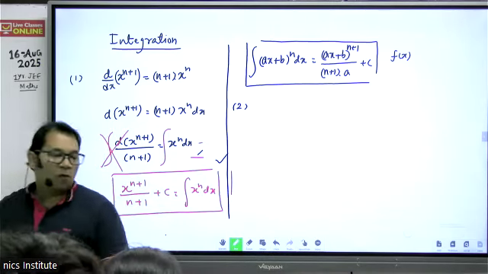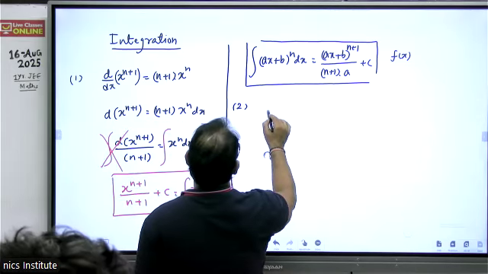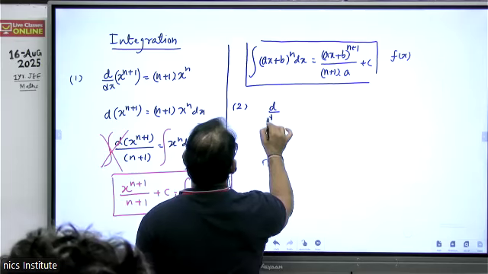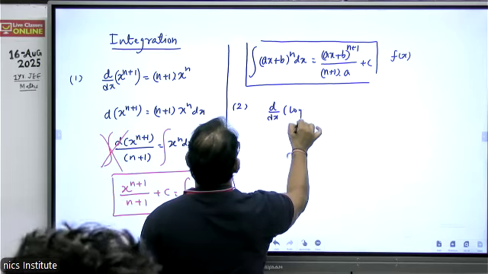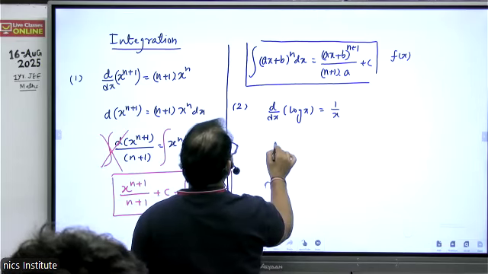Now let's derive more formulas from differentiation. You all know what the derivative of log x is. 1 by x. Get dx to the other side.